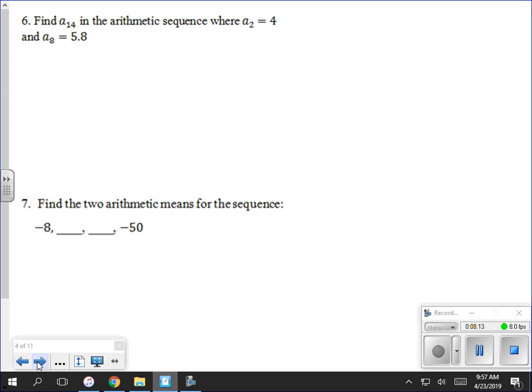Okay, find A14 in the sequence where A sub 2 is 4 and A sub 8 is 5.8. So, a couple of ways I can do this. My first thing I absolutely have to do, I have to find D. To find D, you take the last number, 5.8, minus the first number, 4, and divide that by the difference between the two, 8 minus 2. 5.8 minus 4 divided by 6, and I get 0.3.